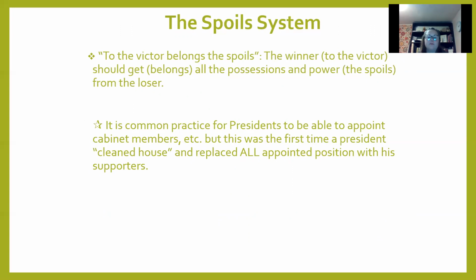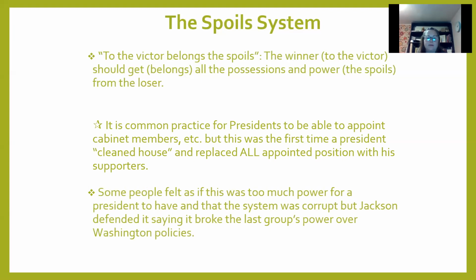It is a common practice for presidents to be able to appoint cabinet members. But this was the first time a president cleaned house and replaced all appointed positions with his supporters. So now this is much more common. Many presidents, when they come in, you're seeing it right now with Biden, if you're paying attention, he is basically getting rid of all of Trump's cabinet members. So this is something that still happens today.